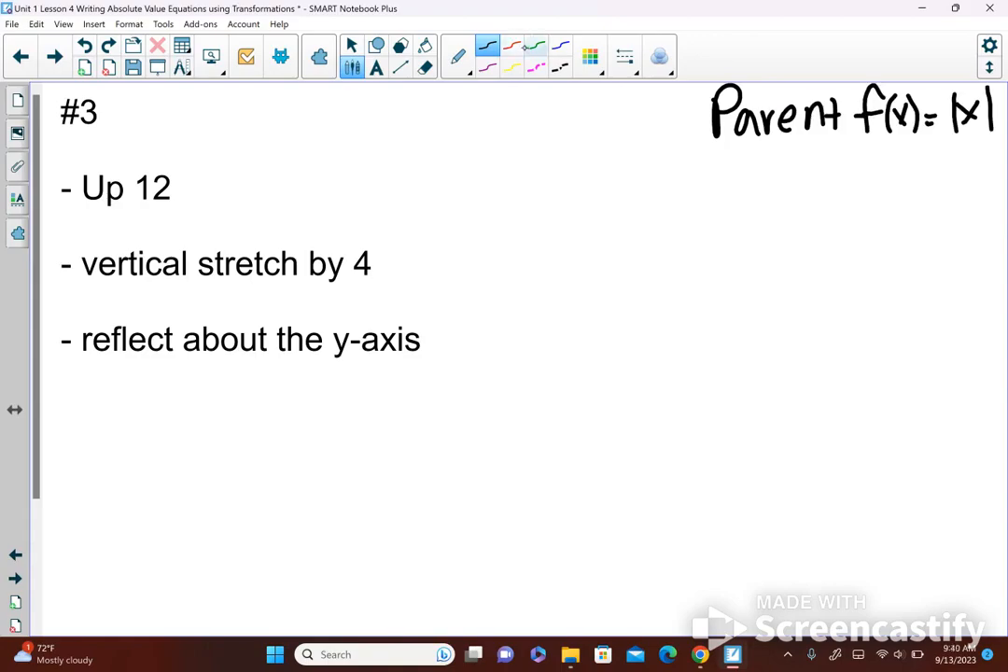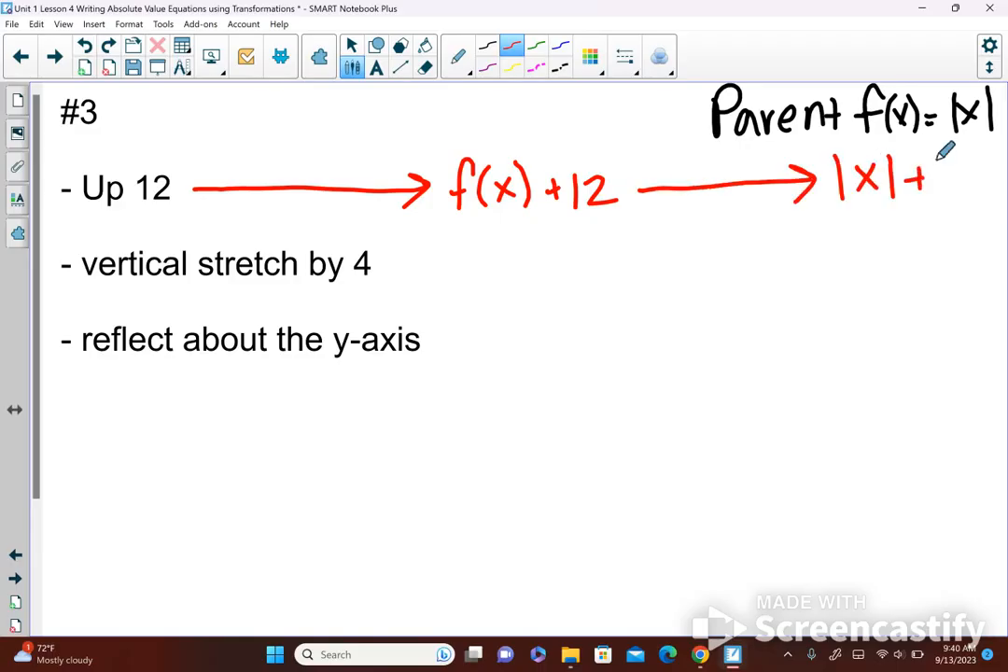Our first transformation is a shift up 12. In function notation, you add 12 on the outside. This says add 12 to the end of your function. Well, right now, our function is the absolute value of x, so that's going to change into the absolute value of x plus 12. We have a vertical stretch by 4 that is multiplying by 4 on the outside.